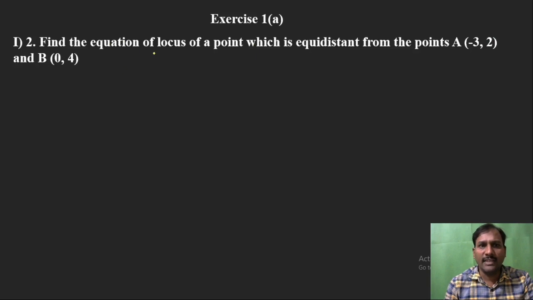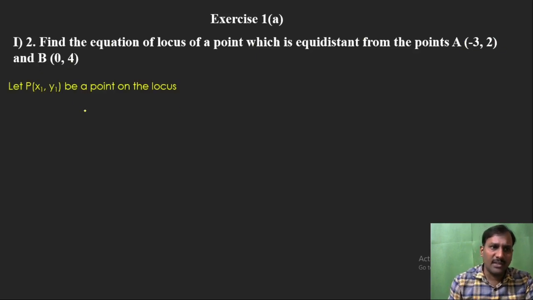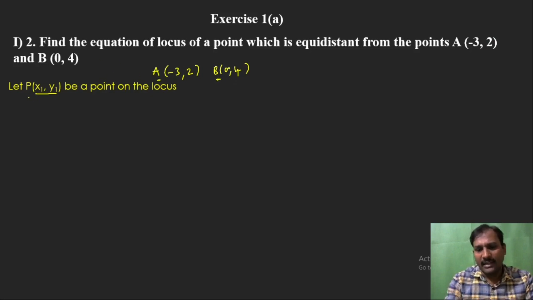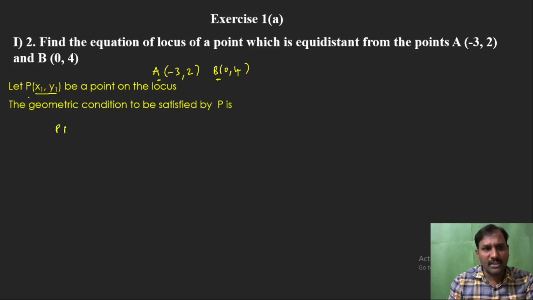Find the equation of locus of a point which is equidistant from the points A(-3, 2) and B(0, 4). So as usual, let P(x1, y1) be a point on the locus. So what are the points given here? A(-3, 2) and B(0, 4). And what is the condition? This point P is equidistant from A and B. That means PA is equal to PB, that is the distances of P from A and B.